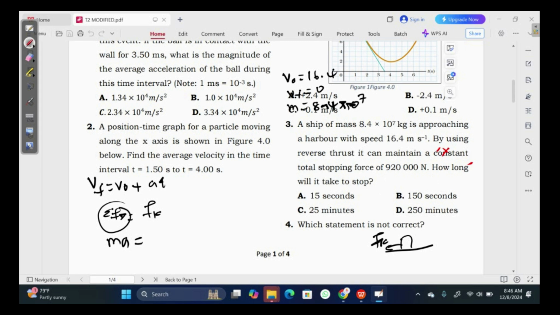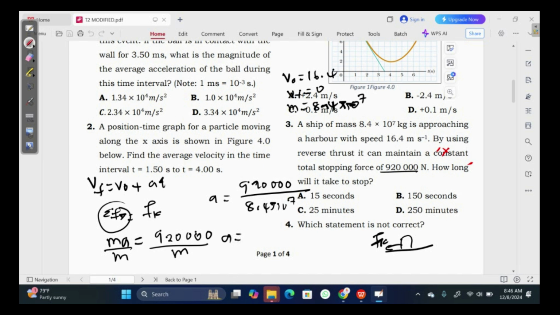They are saying to maintain this total stopping force. So the stopping force is the friction force. So this force is the friction force, and it's the one I'm going to put here. The mass I know already. I divide by the mass. So I'm dividing 920,000 by 8.4 times 10 to the power 7.